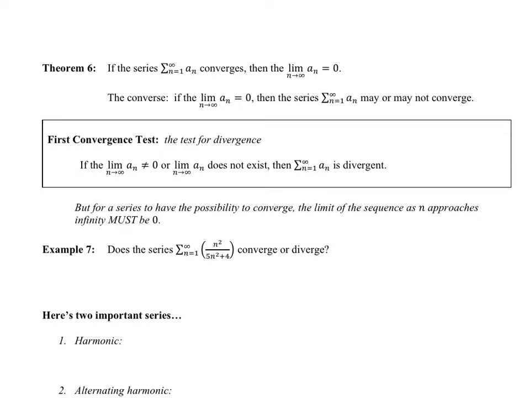Let's look at an example, number 7. Does the series converge or diverge? So what you do is you take a look at the limit as n goes to infinity of n squared over 5n squared plus 4, and we get a limit value of 1/5. Since it's not equal to 0, then this particular series is divergent. In other words, you would add 1/5 every single time as you go out to the nth term. And so you would continue to add more and more and more and more.